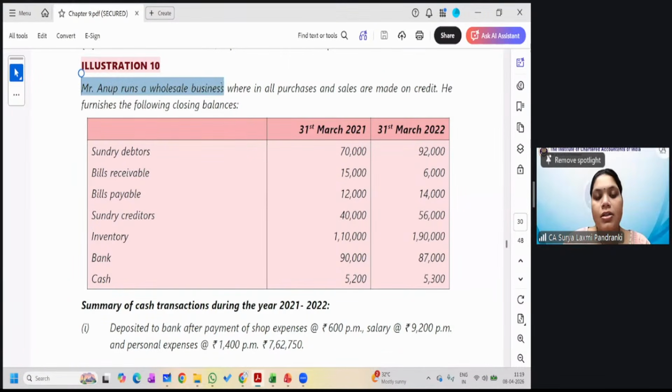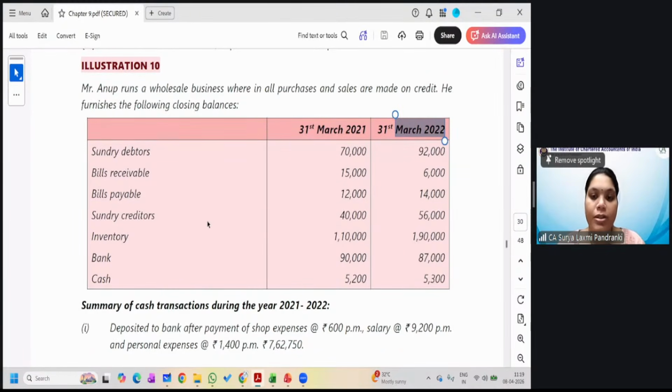Mr. Anup runs a wholesale business wherein all purchases and sales are made on credit. When this point is clearly mentioned, you will not have any cash sales or cash purchases. This is one important point, right? And then he furnishes the following closing balances. The closing balances are given to you on two different dates. One is the opening and the other one is the closing. Opening date means 31st March 2021, closing is 31st March 2022.